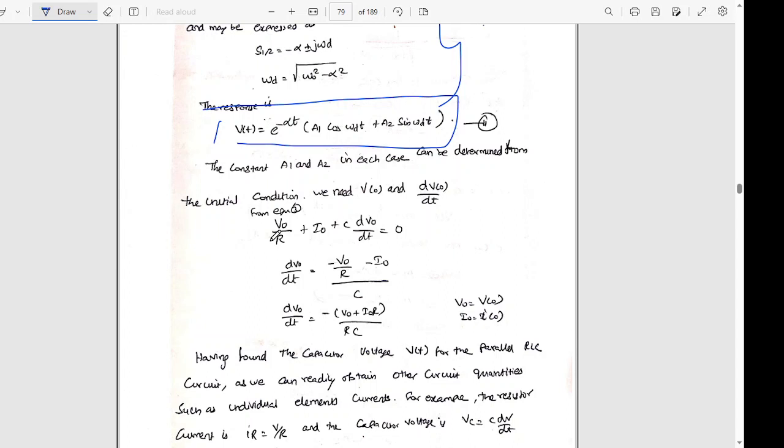Now I need to know the first derivative dV of 0 by dt. So I can take the remaining things to the other side. So dV 0 by dt is equal to minus V naught by R minus I naught by C. This formula also you should know. Better to take this: dV naught by dt equal to minus of V naught plus I naught R by RC. Anyone of these, please remember. This we need to use for finding the constants.